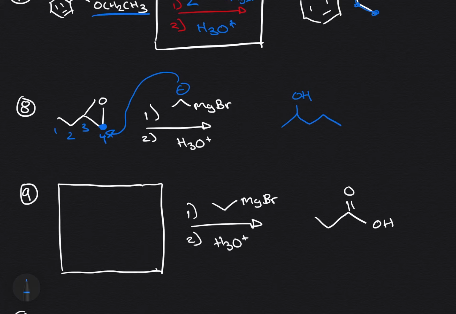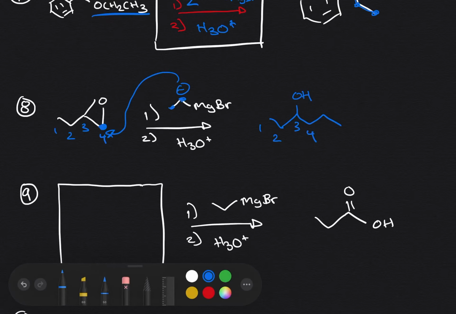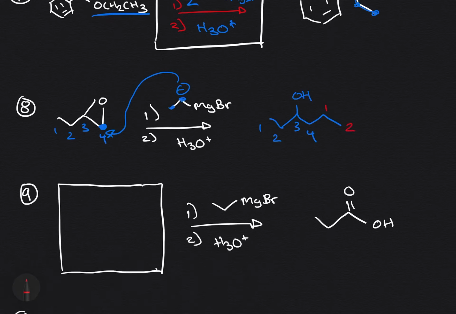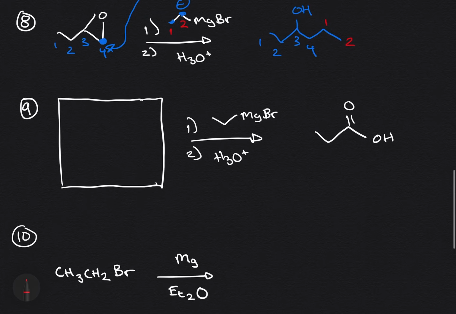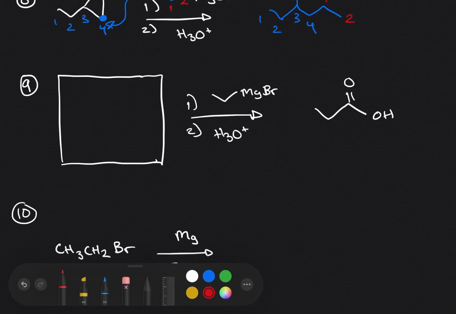Oh, I think I missed a carbon. I'm sorry. There's 1, 2, 3, 4 carbons. We're tacking up 4, and we're adding these 2. So our new carbons, 1, 2. Hopefully you can see that. Okay. Let's go back to blue.